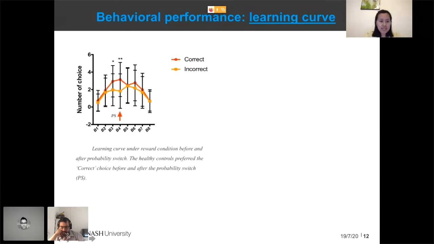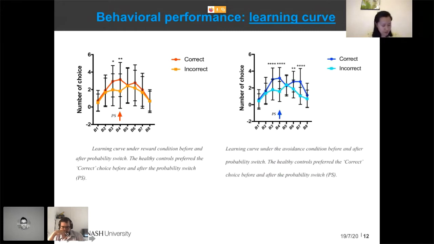Further, we separated the trials into eight blocks to build a learning curve of participants' performance during the task. In each block, we compare the number of correct and incorrect choices. The arrow here is where the probabilistic switch happened. You can see that participants made significantly more correct choices before and after the probabilistic switch. Also, we found participants prefer the correct choices under the avoidance condition. These behavioral findings show that the healthy control group did learn the task well.